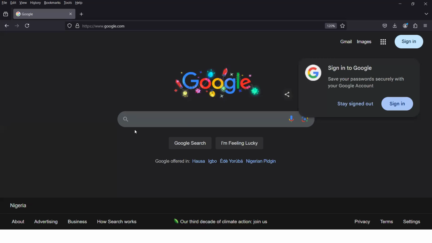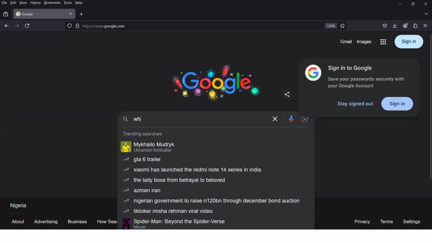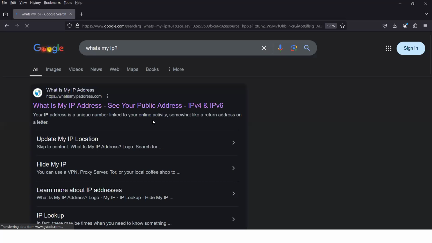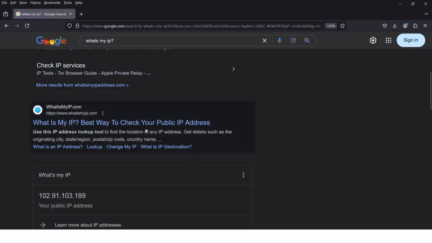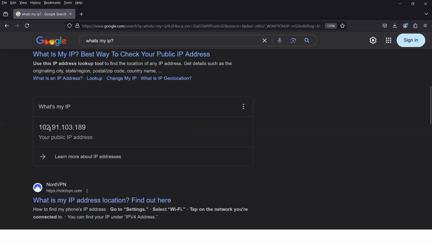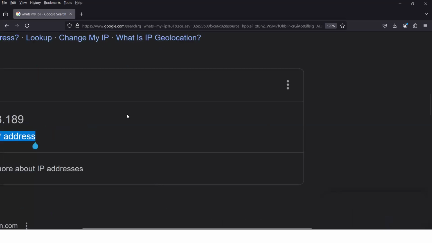Okay, so I can just say, what's my IP? Let's see what IP address I'm having. Can you see your IP? My IP is 102.91.103.89. It says that's my public IP address. Okay, sure you can see it now.